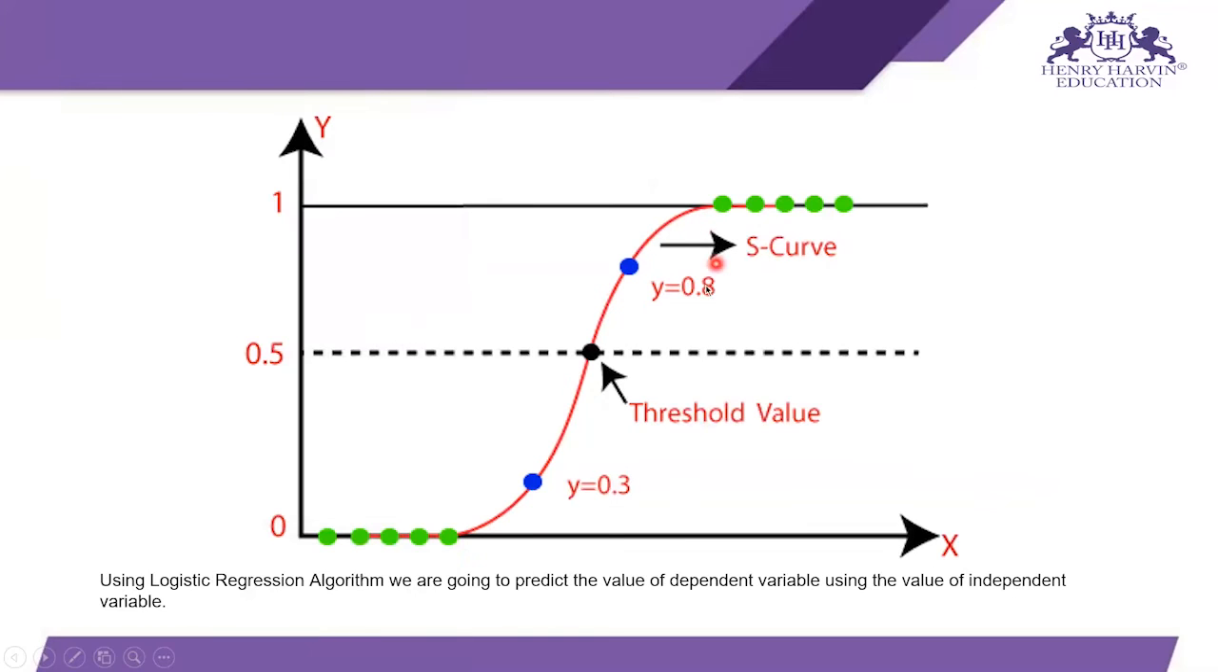Here, as you can see, we have some data and a best fit line for this data, where x is the independent variable and y is the dependent variable. Using logistic regression, we are going to predict the value of the dependent variable using the value of the independent variable. To get the prediction, when we provide a value on x, anywhere from minus infinity to infinity, the model will give you a value as output.